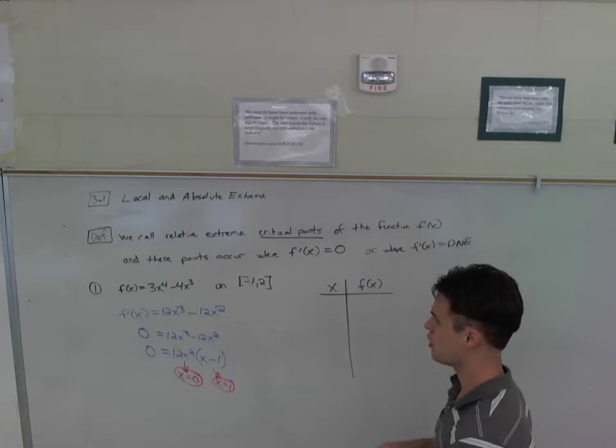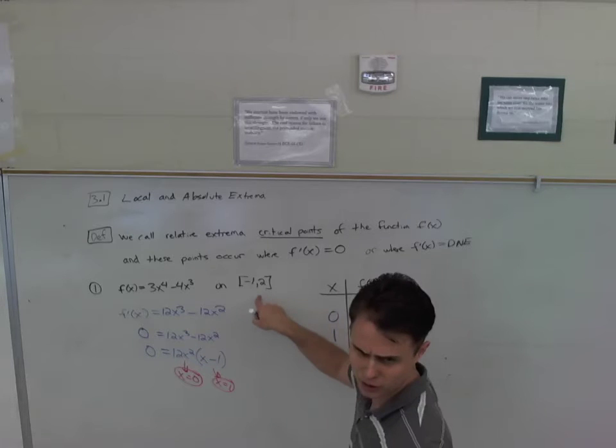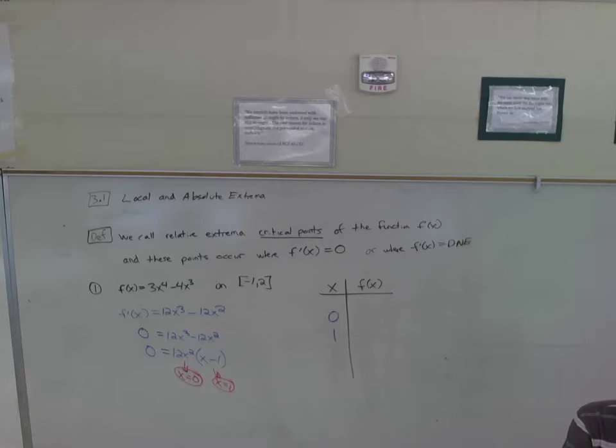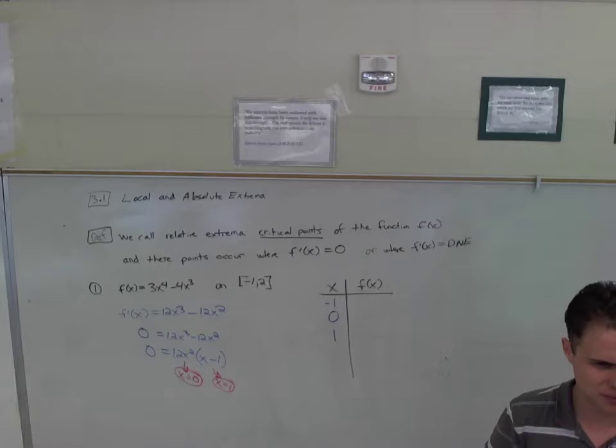Alright, so I'm going to check 0. I'm going to check 1. Those are both in this interval, by the way. I think I need to check something else too. Negative 0.5. That's not a critical point, is it? No, but it's a what?